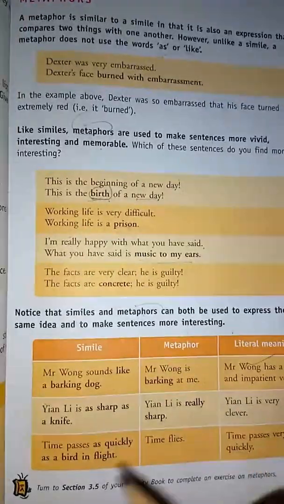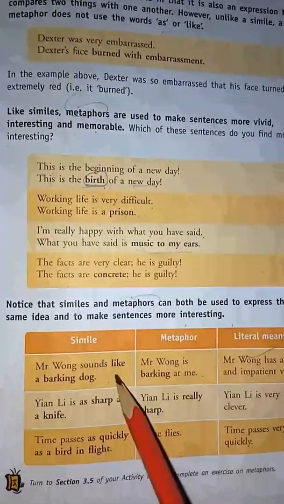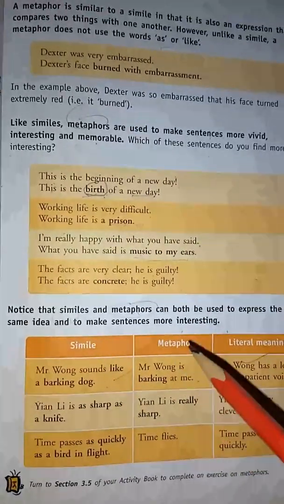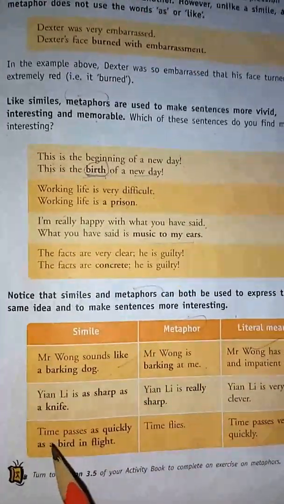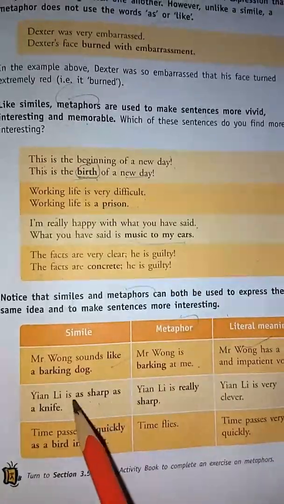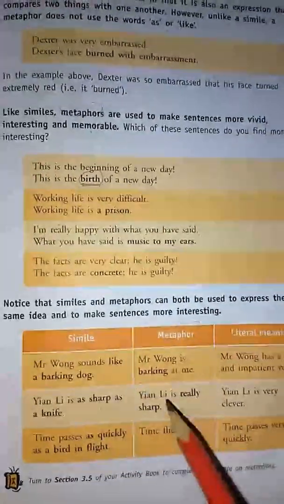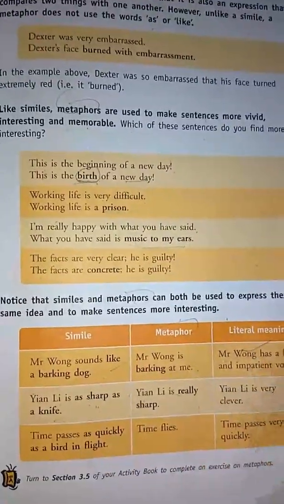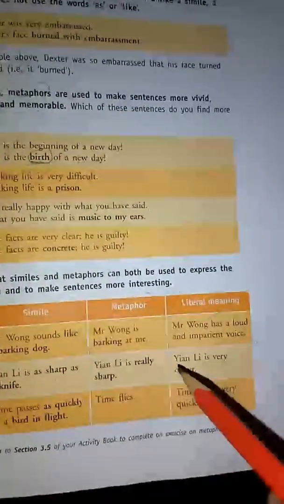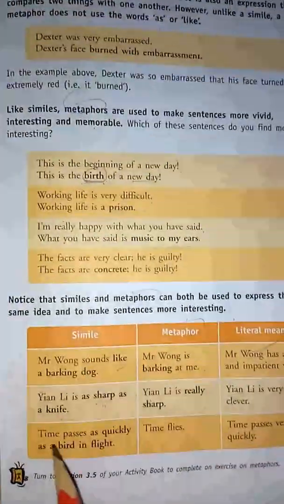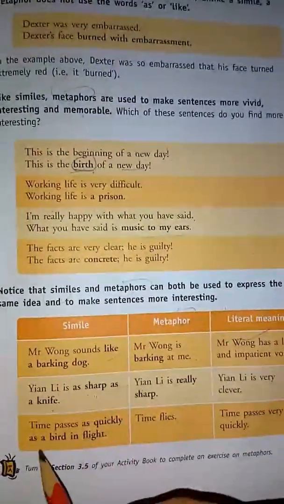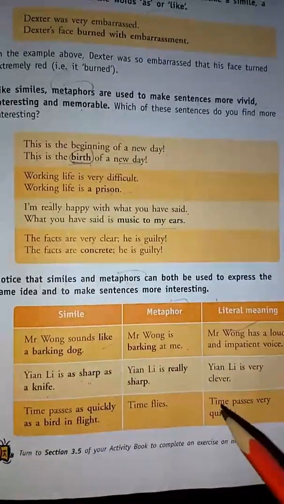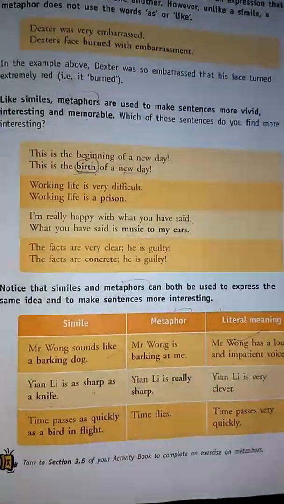Sometimes you can use a simile in your sentence to give the same idea to other people, or sometimes you can use a metaphor. Yan Li is as sharp as a knife. Yan Li is really sharp. Look, both sentences give the same meaning: Yan Li is very clever. Time passes as quickly as a bird in flight. Time flies. Time passes very quickly.